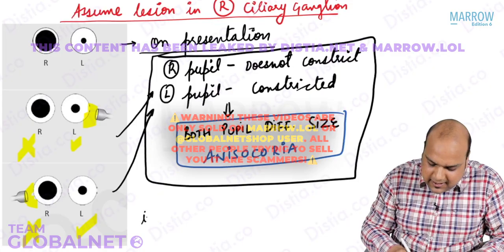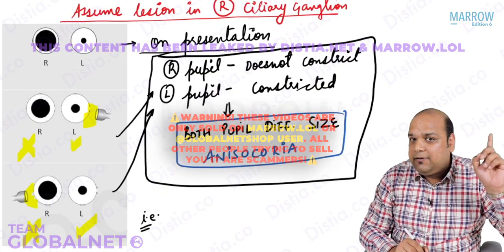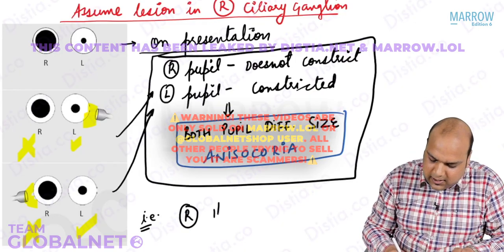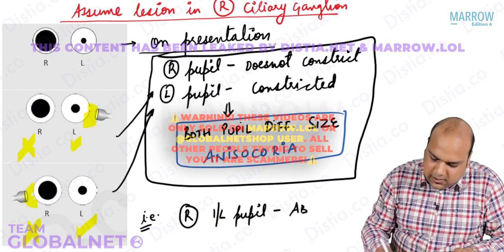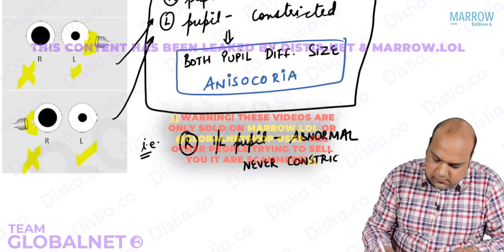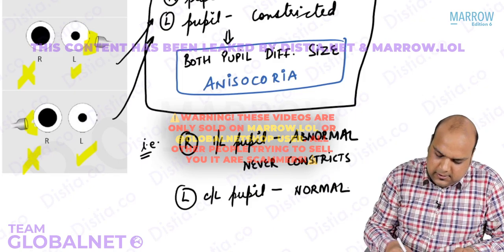So if I summarize, what is the site of lesion, everybody? Right side. The right pupil, or ipsilateral pupil, is abnormal, never constricts. The left, or contralateral, pupil is absolutely normal.